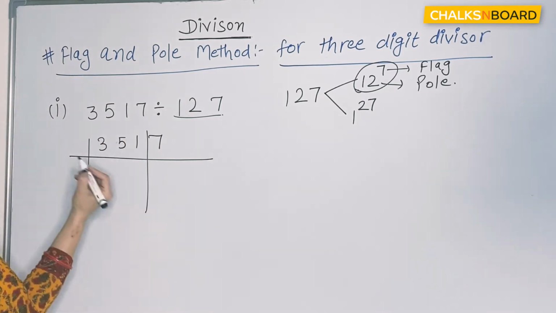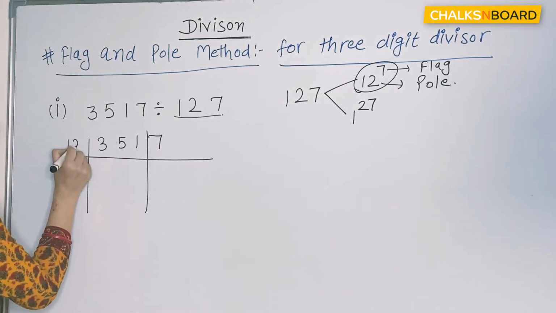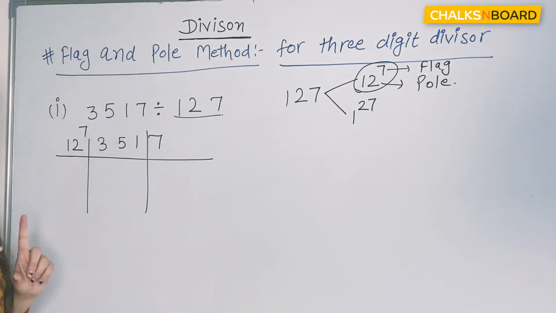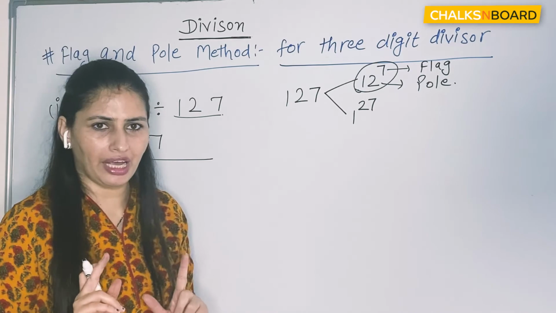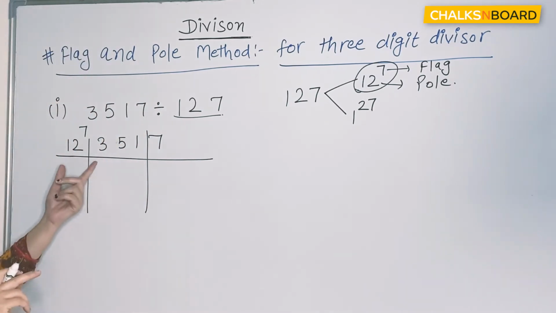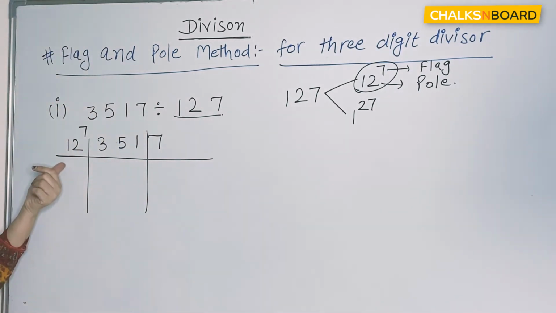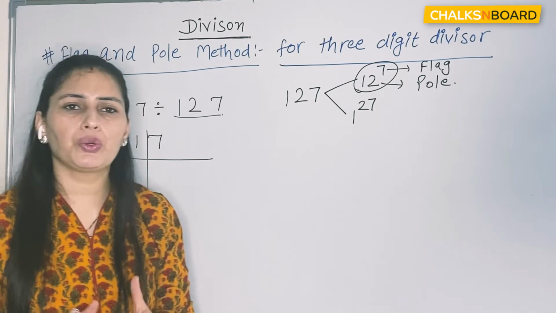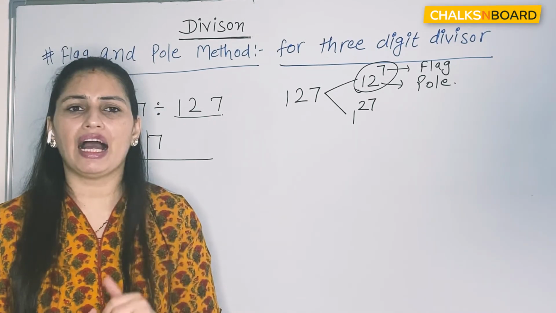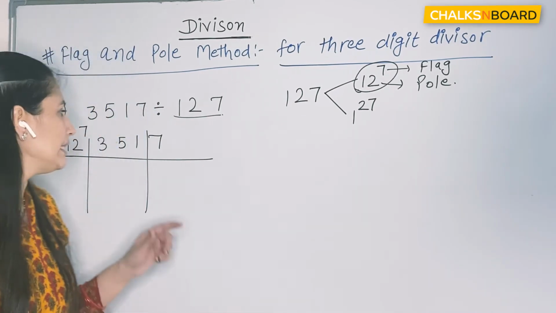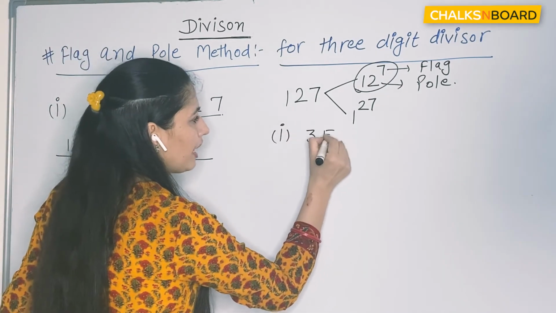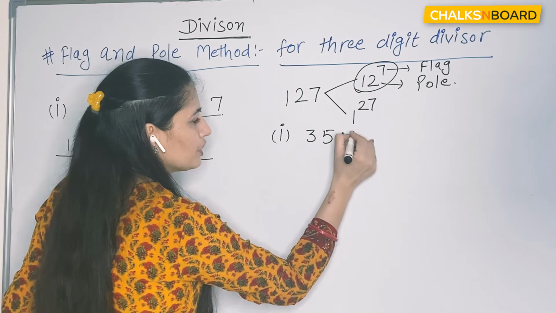Then split this number by 1 and write this 127 like this. तो आपका जो सबसे पहला स्टेप है वो क्या है कि आपको नंबर को, फर्स्ट नंबर को डिवाइड करना है होल से, which is our divisor here, that is 12. लेकिन it is not possible कि हम 3 को डिवाइड करें 12 से. That means we have to take first 2 digit, that is 35. So first step is 35 divide by 12.